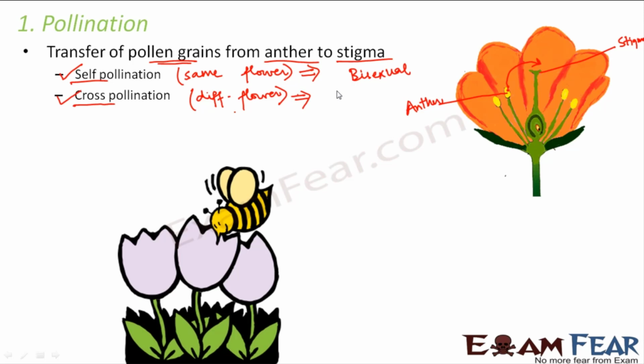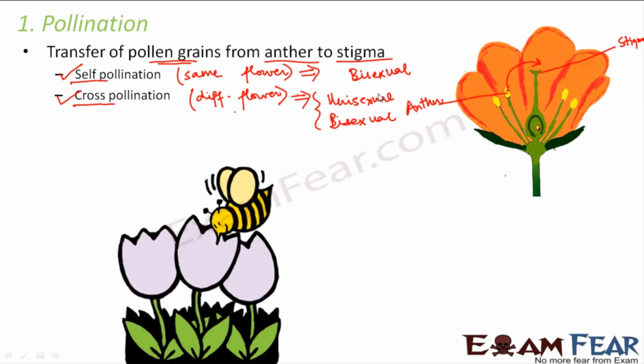Now in some bisexual flowers, sometimes it might happen that the anther and the stigma did not mature at the same time. In that case, the pollen grain from the anther of this flower will get carried to the stigma of another flower. So we can say that cross-pollination is possible both in unisexual flowers as well as bisexual flowers. But self-pollination is possible only for bisexual flowers. Clear? Okay. Now the question is, how will the pollen grains get transferred?